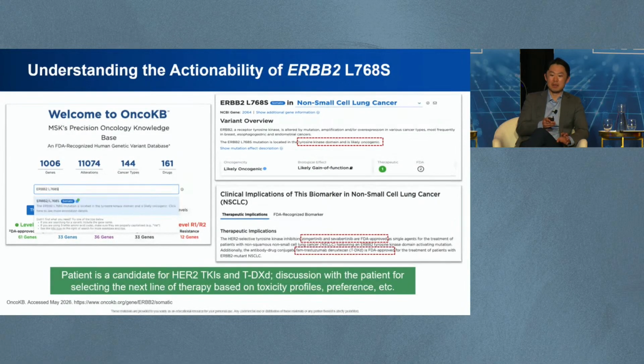What we see here is that it tells us this is a TKD activating mutation that is likely oncogenic, and it also provides the different therapeutic indications and drugs. Given this information, I think we have pretty high confidence that this is activating and actionable with the TKIs as well as T-DXd. So the patient is a candidate for these really effective therapies. Now the patient will have a discussion with the clinical team on the next line of therapy, based on the different toxicity profiles and the preferences that you all discussed.